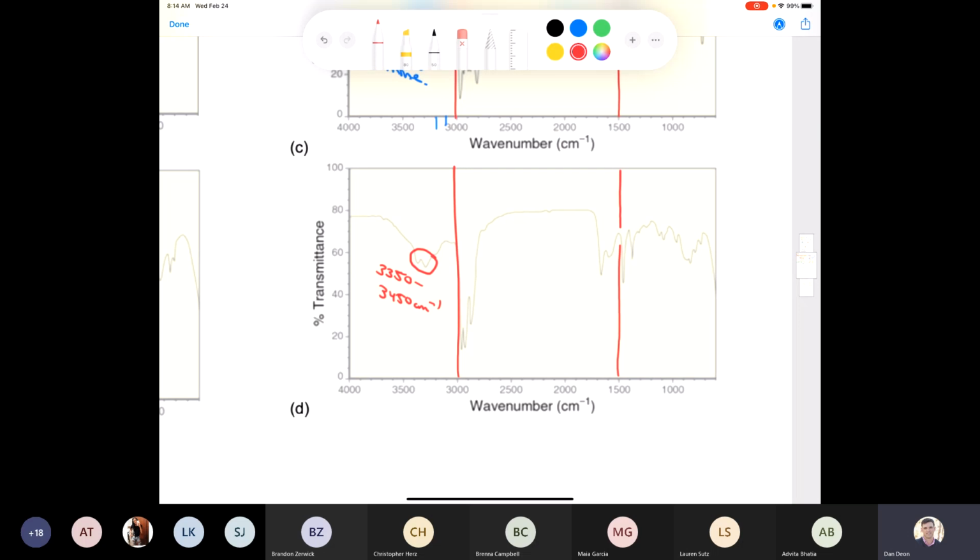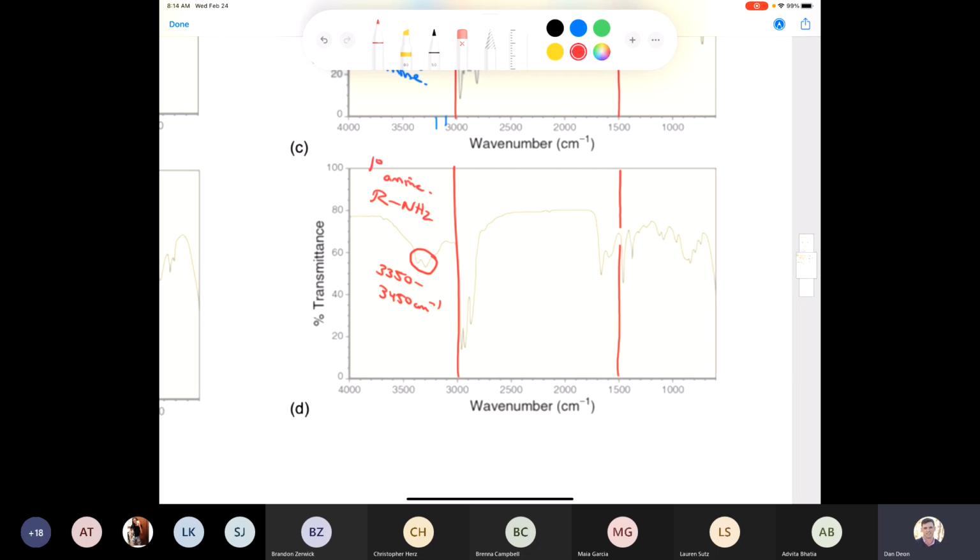And we talked about how the dipole acts as an antenna, so to speak, for the infrared light, and how it produces a stronger signal. That's something that we looked at during the last lecture. So this will be a primary amine. So there we go. So primary amine.